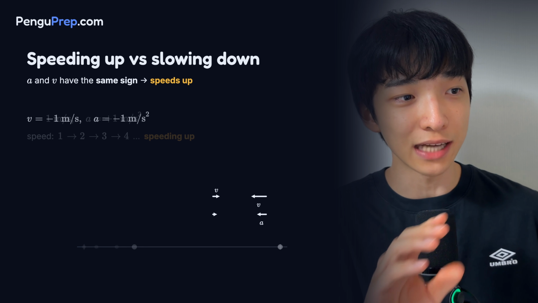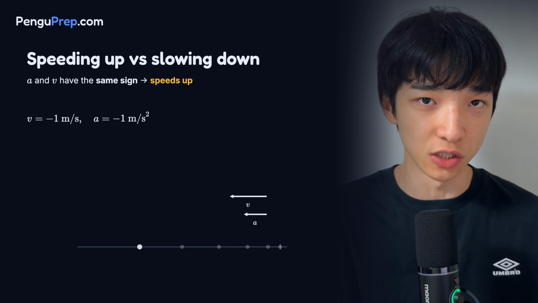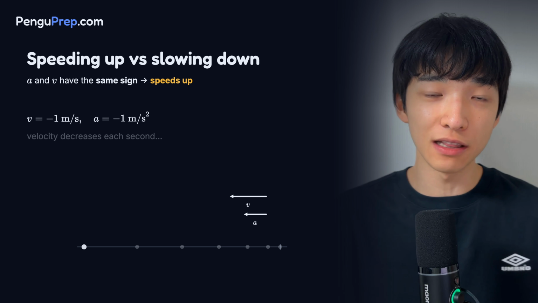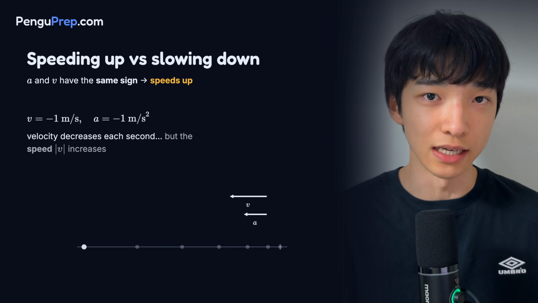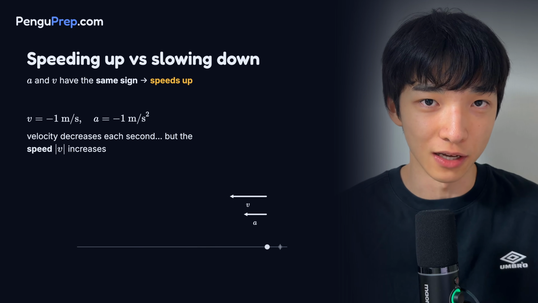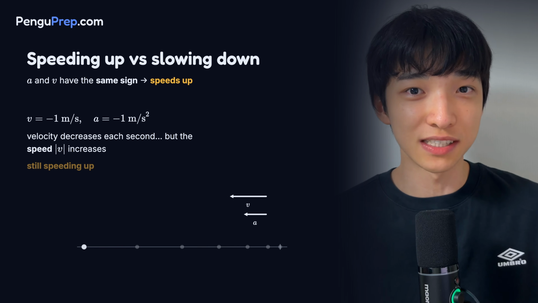Now, if the object has a velocity of negative 1 meter per second and an acceleration of negative 1 meter per second squared, then the object's velocity is decreasing each second, but the magnitude of the velocity, that is the absolute value of the velocity, that is the speed of the object, is actually increasing. So the object is still speeding up.